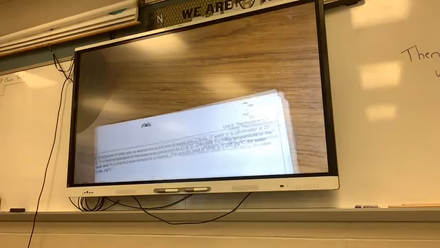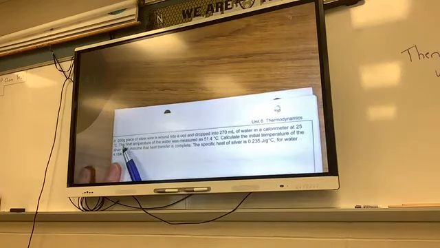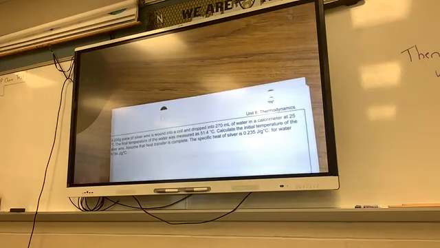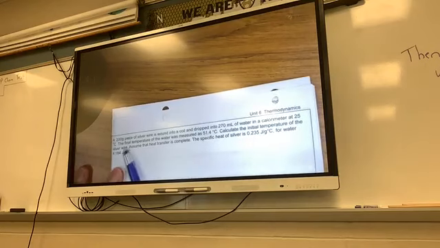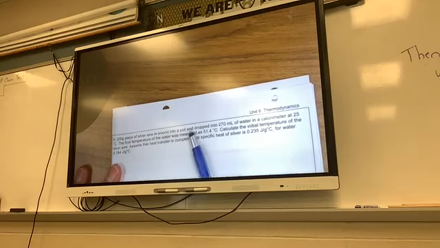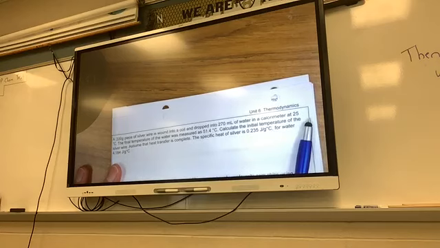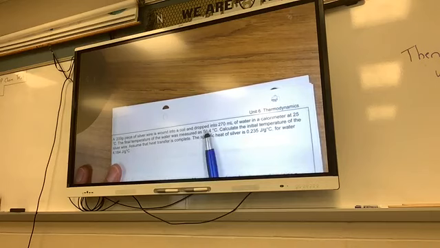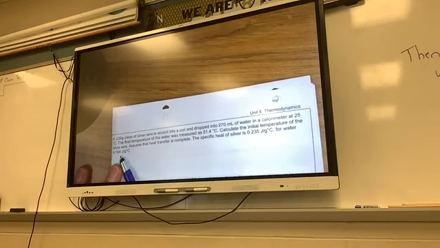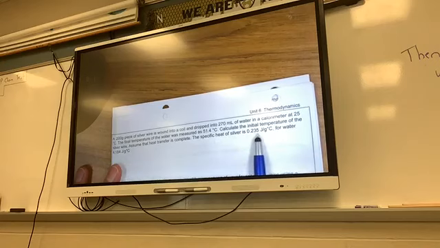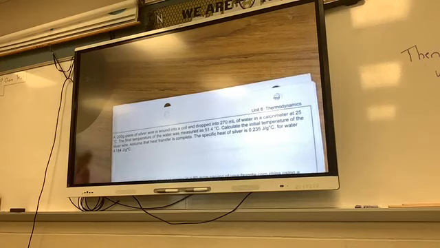A 200-gram piece of silver wire is found wound into a coil, dropped into water in a calorimeter at 25 degrees Celsius. The final temperature is 51.4. Calculate the initial temperature of the silver wire. Assume the heat transfer is complete. The specific heat of silver is 0.235. For water, it's 4.184. What would be the first thing you'd solve for here?